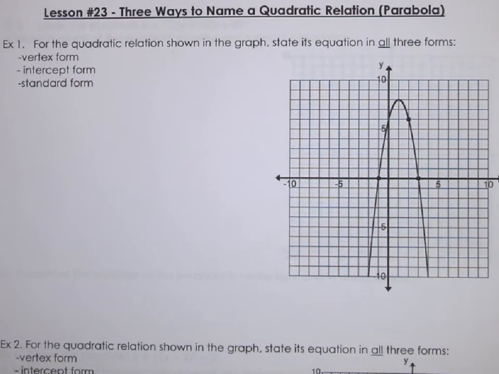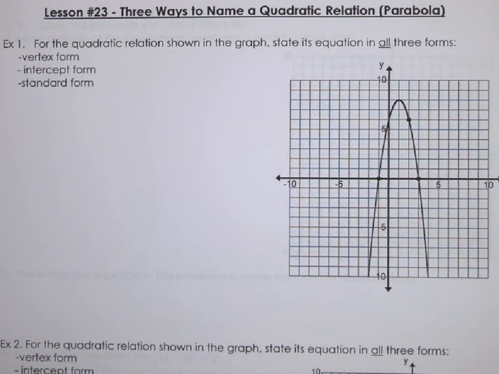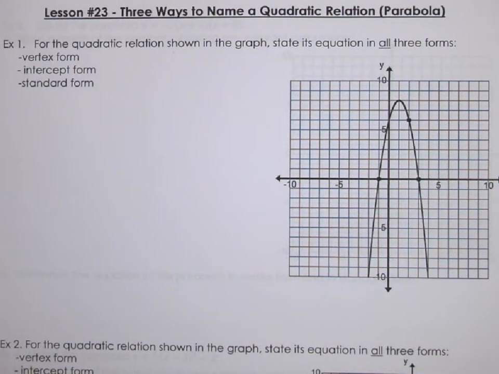Hi everyone. This is lesson 23 on 3 ways to name a quadratic relation or a parabola. And those 3 ways we've been talking about are vertex form, intercept form, and standard form. Okay? So our first example says for the quadratic relation shown in the graph, state its equation in all 3 forms: vertex form, intercept form, and standard form.